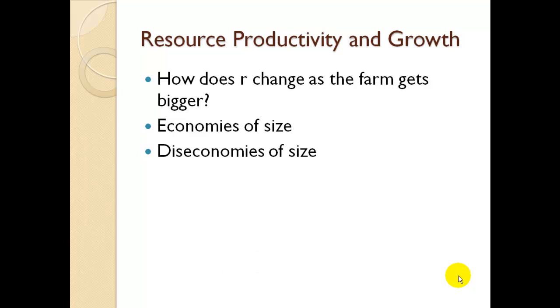There's also something called diseconomies of size. And this is that as you get bigger, sometimes your R will go down. And this is because sometimes it's easier to use those assets more productively, but also you have a lot more to manage.